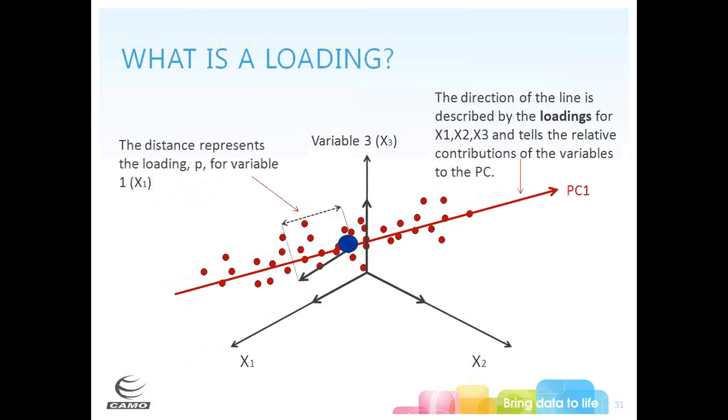We also compute, when we do principal component analysis, the loadings. The loadings are the direction of the line that is describing this principal component, and it's telling us the relative contribution of our original variables, x1, x2, x3, to our principal components. So it actually is telling us the relative importance of our original variables in explaining the structured variance in our data.